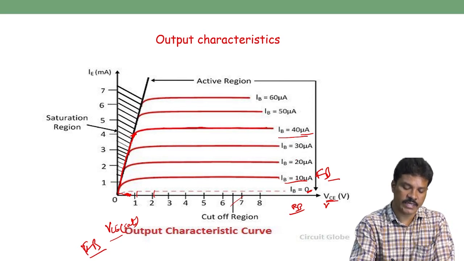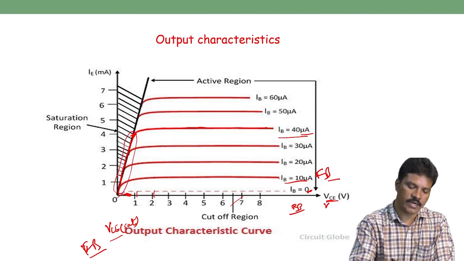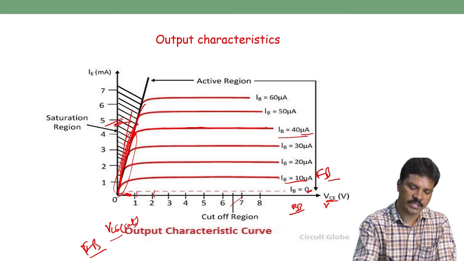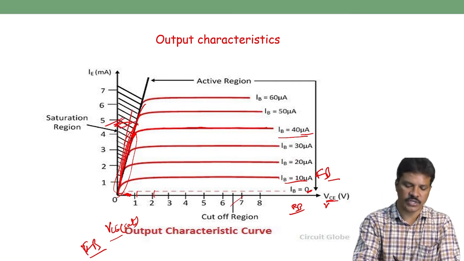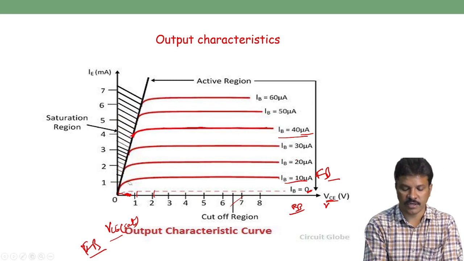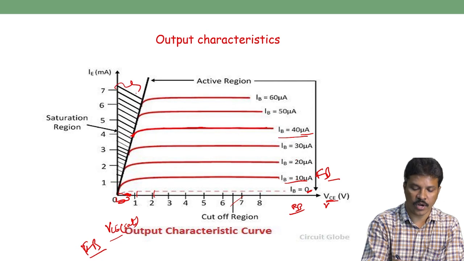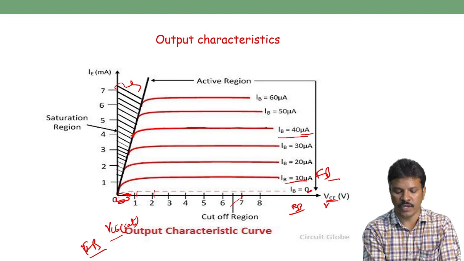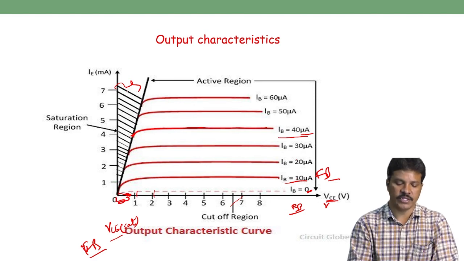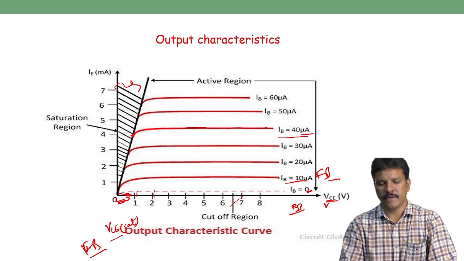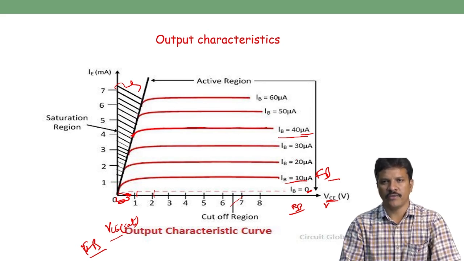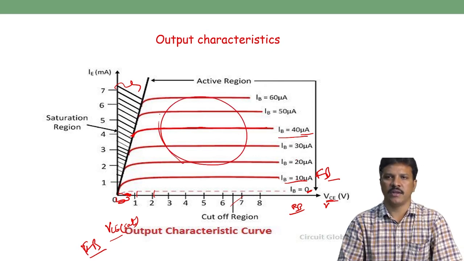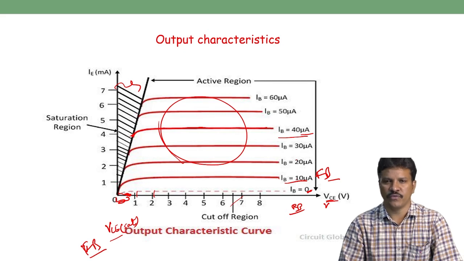This region, where the sharp increment happens, the region below this, is called the saturation region. So 0 to 0.1 volt of VEC is nothing but the saturation region. The saturation region and cutoff region are useful for the transistor to act as a switch, whereas this red colored region is the active region, which is useful for amplifiers.